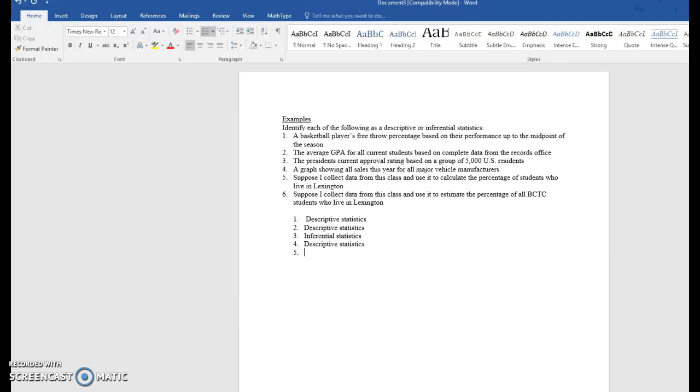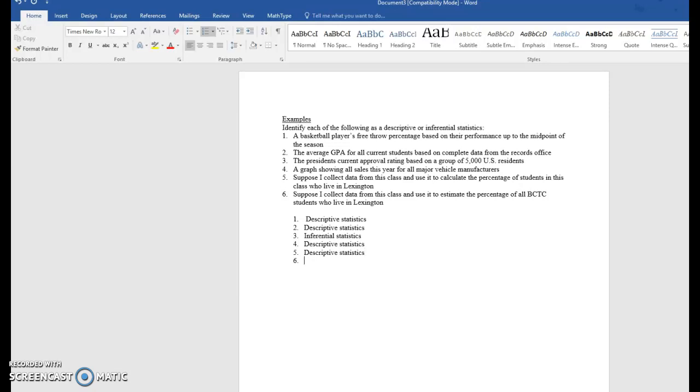Question 5. Suppose I collect data from this class and use it to calculate the percentage of students in this class who live in Lexington. I'm going to take the data from this class, find out who lives in Lexington, and calculate the percentage. Again, this is everybody. I'm getting everybody in the class. This doesn't have any inference in it. It's descriptive statistics. I'm just adding up and averaging out what I have.